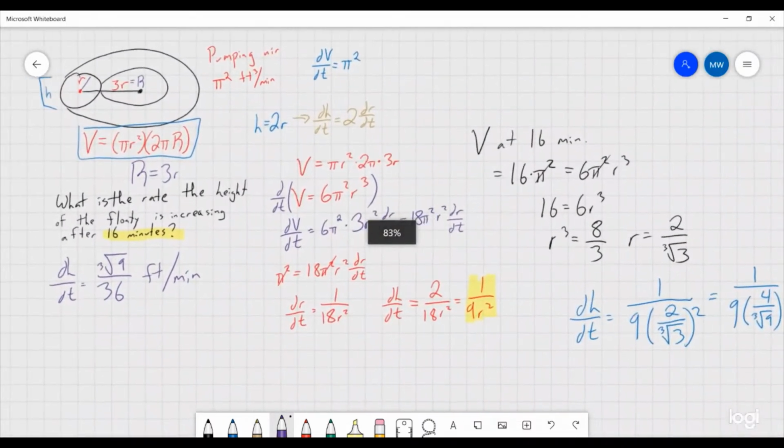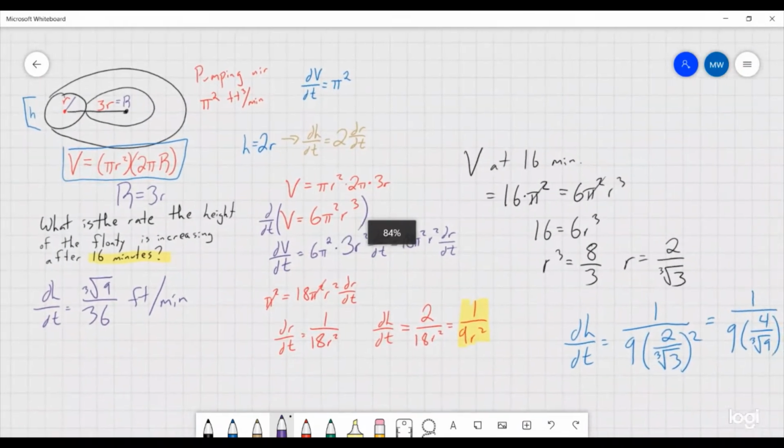Let's make it so that we can see all of this. There we go.